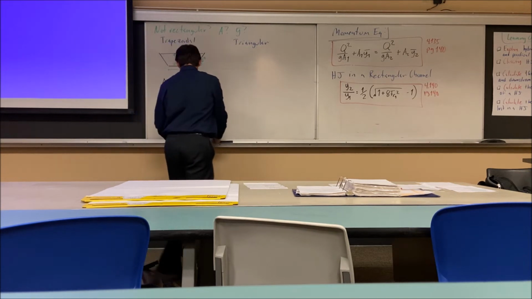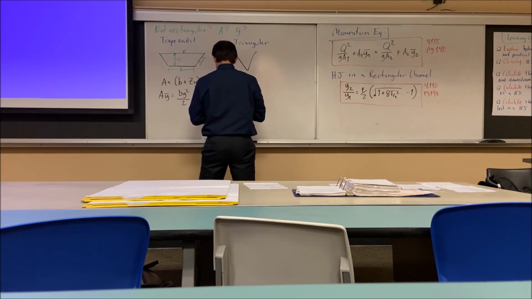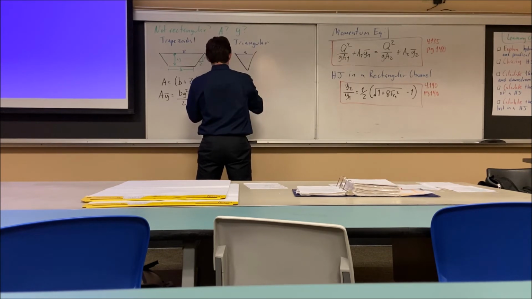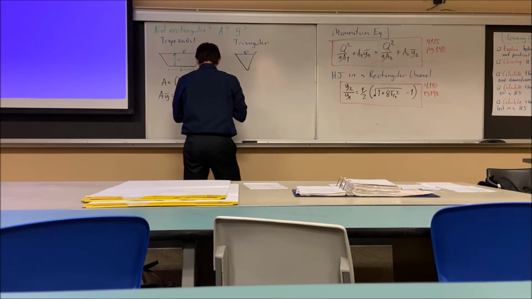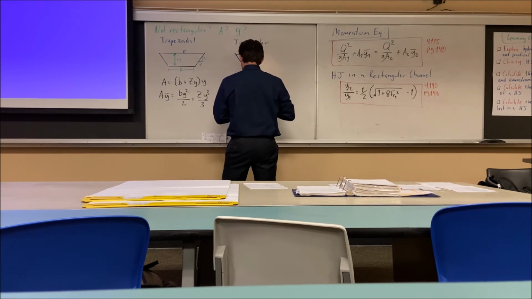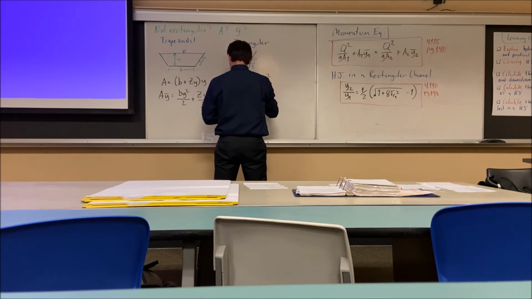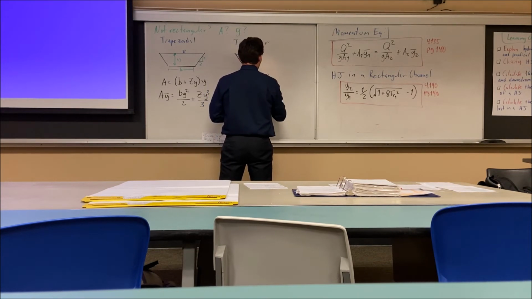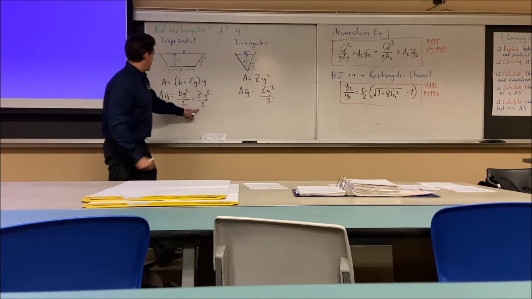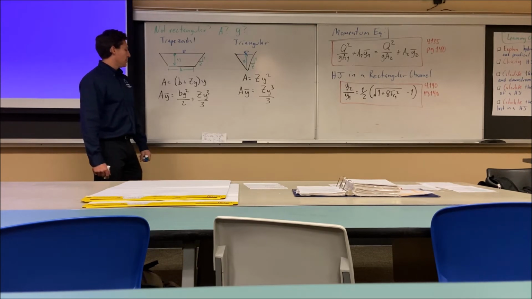Now for a triangular channel, this actually looks a little simpler, which is nice. If you have your triangular channel, you have your water level, you've got your Y, and you've got your 1 to Z. What that'll look like is your area for the triangular channel is simply going to be ZY squared, and your AY bar is going to be ZY cubed over 3. So it's actually the same as this minus that rectangular portion in the middle. That kind of makes it simpler.